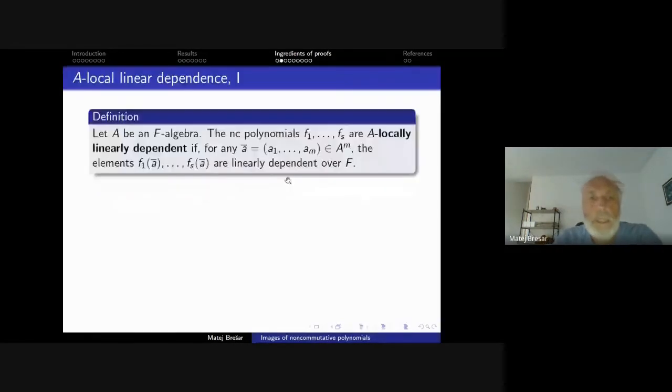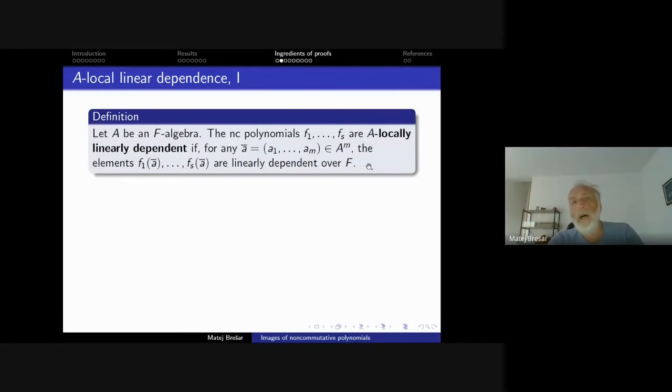Now, let me be more specific. First, I will talk about the applications of PI theory, and the basic concept that occurs here is the following one. Let's take an algebra A, and we will say that polynomials f1 to fs are A-locally linearly dependent if their evaluations at any elements are linearly dependent.